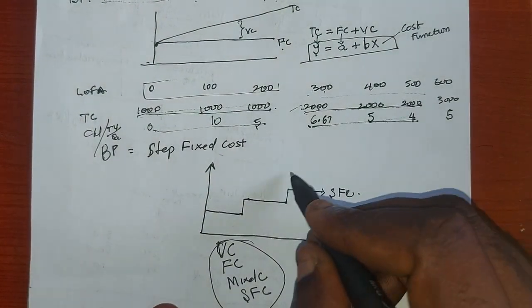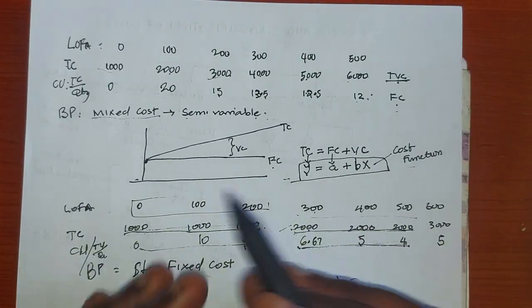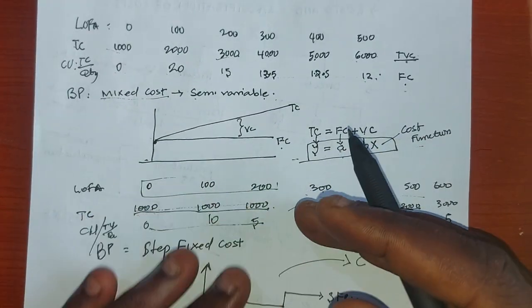In my other videos, you can watch cost separation. When costs are mixed together, they need to be separated for planning purposes, for control purposes, and for decision making purposes.